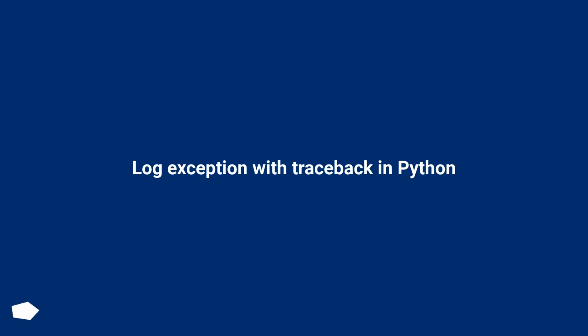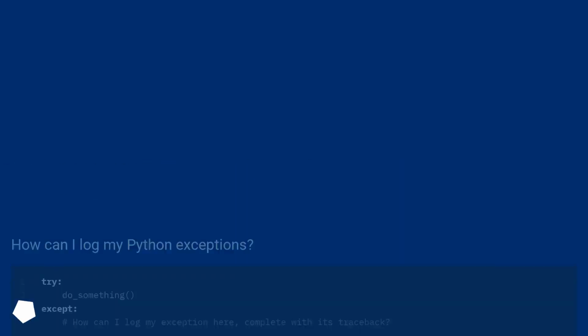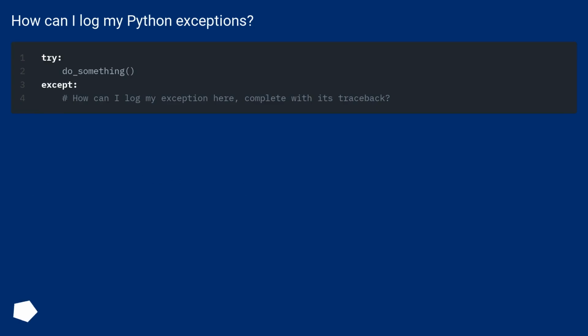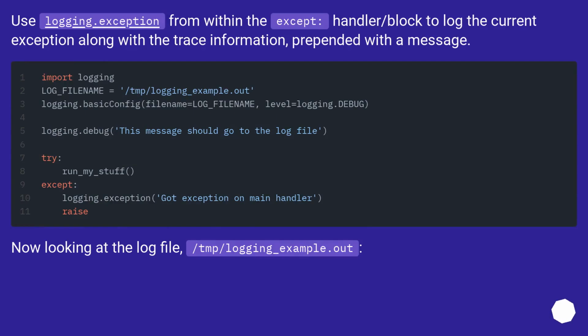Log exception with traceback in Python. How can I log my Python exceptions? Use logging.exception from within the except handler to log the current exception along with the trace information prepended with a message.